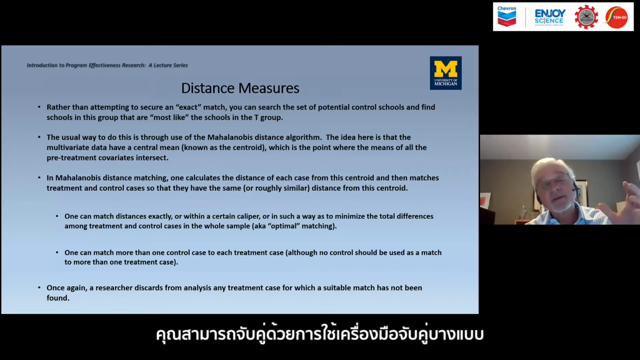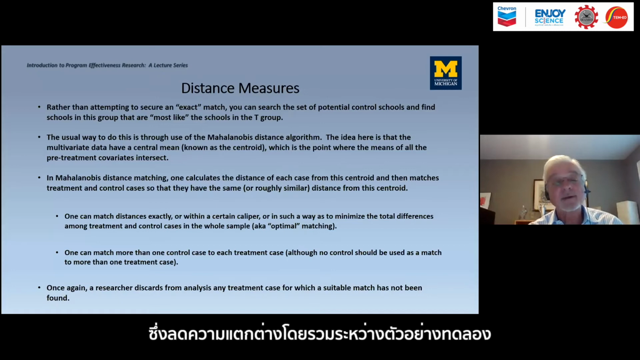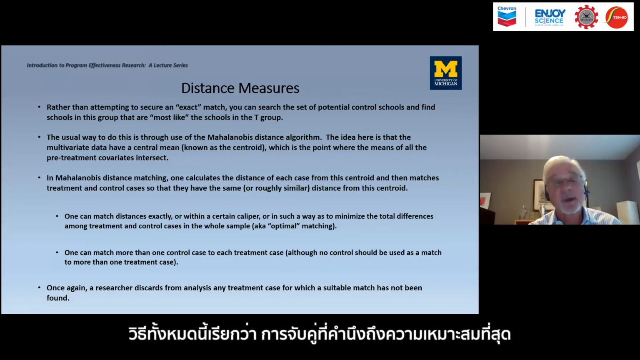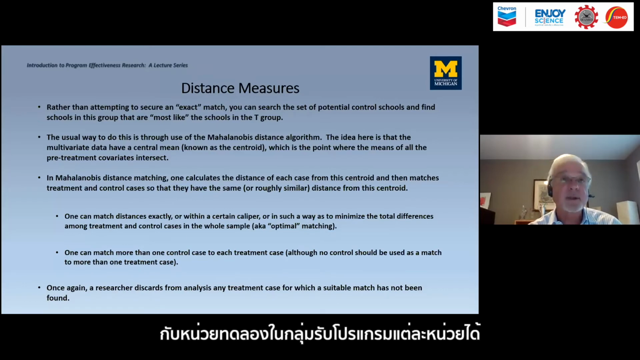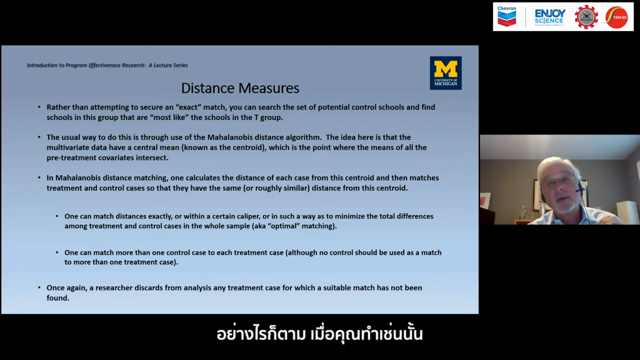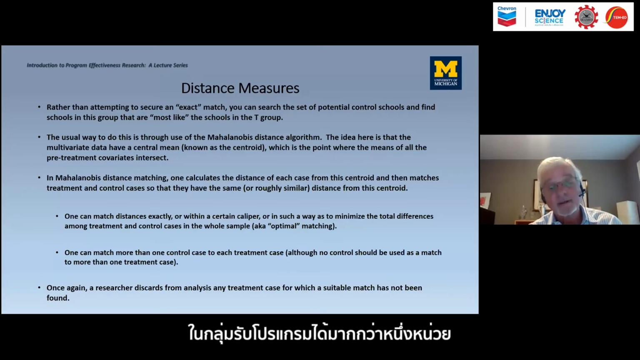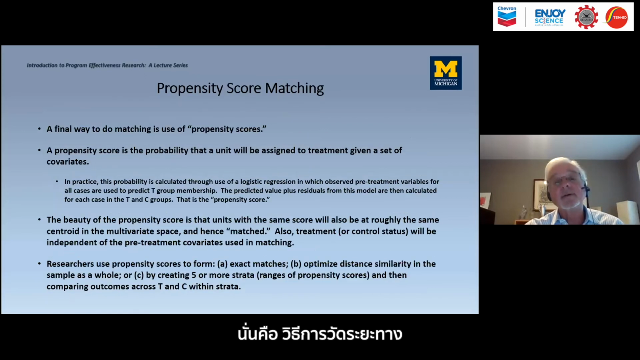So you can match the distances from the centroid exactly. You can match within a certain caliper, you know, caliper matching, or there is a method that you can use to match that minimizes the total difference among treatment and control cases in the sample as a whole. That's known as optimal matching. And by the way, you can match more than one control case to each treatment case if you want. Although when you do that, you should make sure that no control case is matched to more than one treatment case. And once again, if you don't find a good match, you discard the treatment case for which a suitable match can't be found from the analysis. So that's the distance measure method.